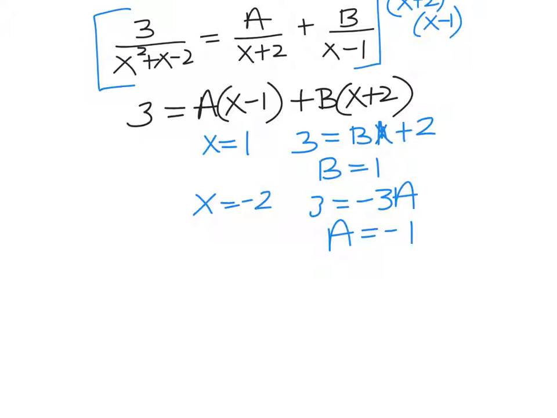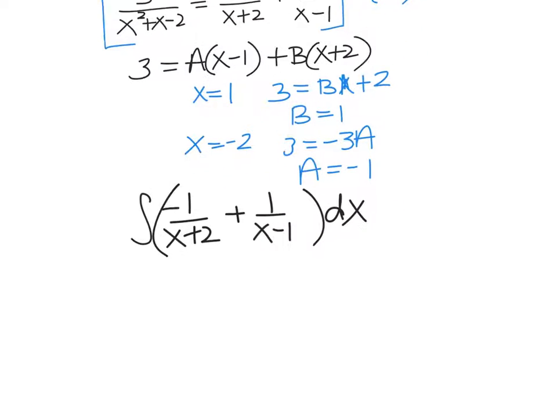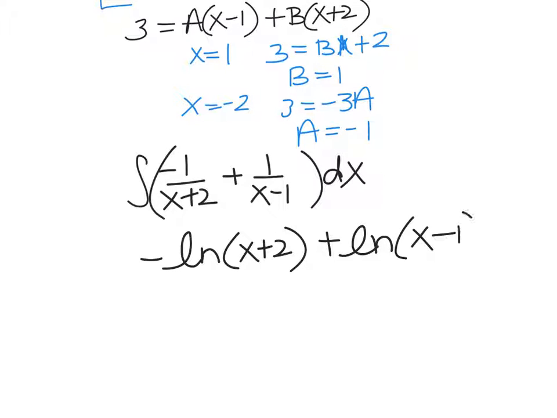Okay, so now what we're going to do is we're going to put them back in. So I have negative 1 over x plus 2 plus 1 over x minus 1 dx. And then we integrate. So we get negative natural log of x plus 2. You can use absolute values or not. I'm not picky, okay? Plus the natural log of x minus 1.